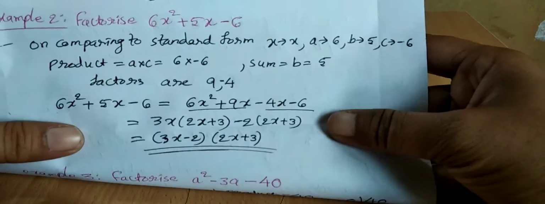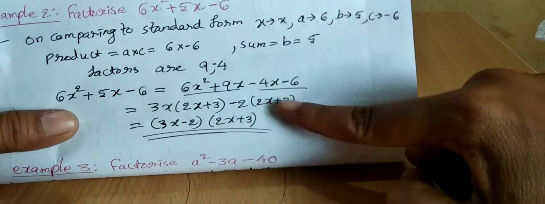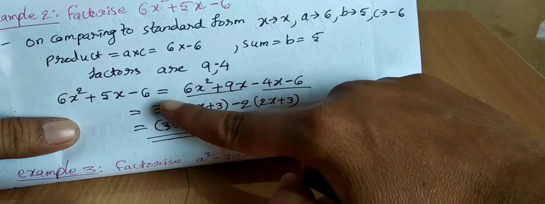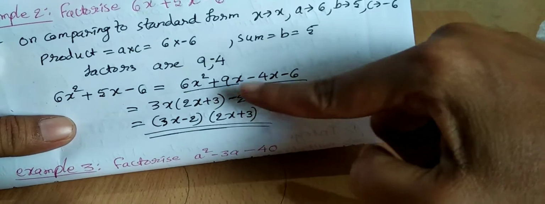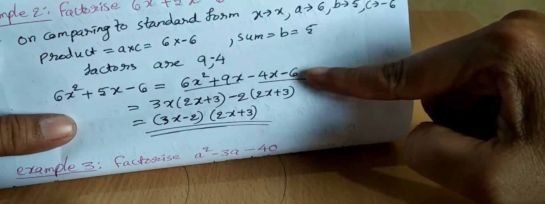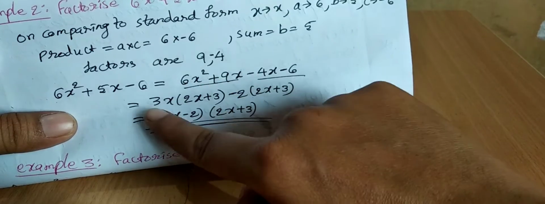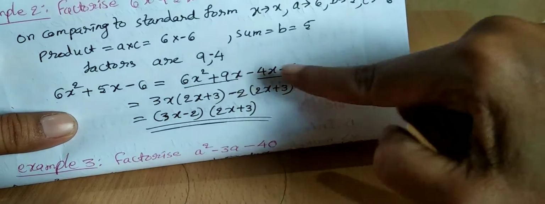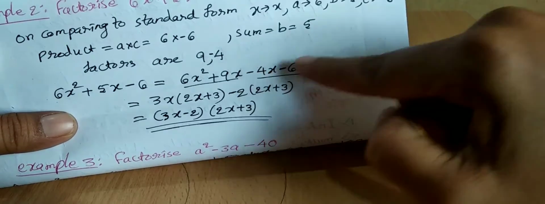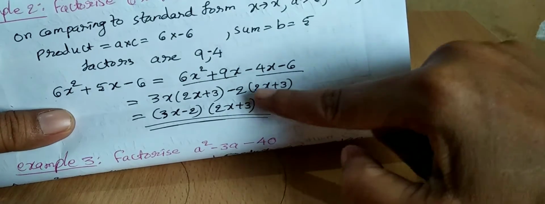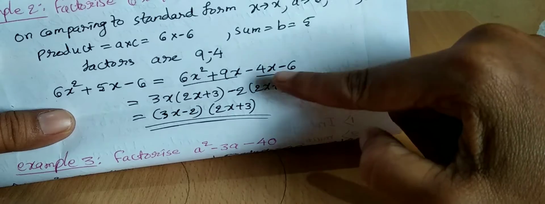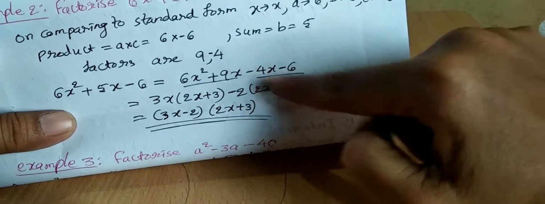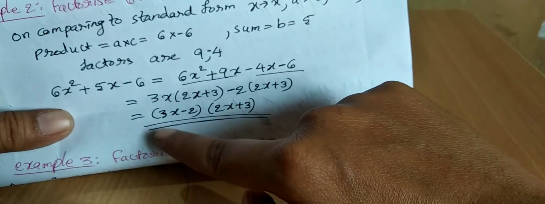So making use of plus 9 and minus 4, we will split the middle term. 6x square plus 5x minus 6 equals 6x square plus 9x minus 4x minus 6. 3x will be common between these two terms. So 2x plus 3, minus 2 is common between these two terms. So 2x plus 3 will be the bracket. One factor is 2x plus 3. Another factor is 3x minus 2.